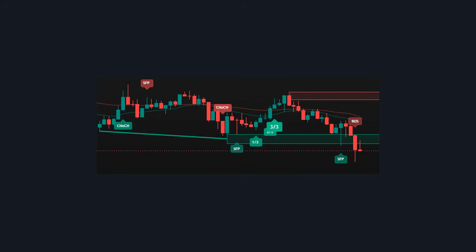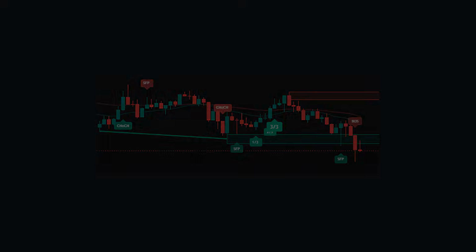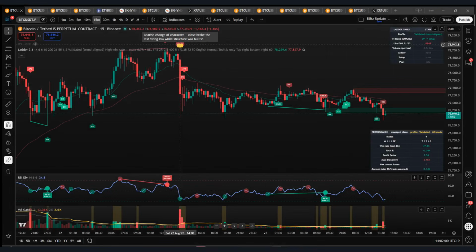Same philosophy for the structure marks. BOS, a close beyond the last confirmed swing. CHOCH, the same break but against the standing structure, the first crack of a possible trend change. SFP, the wick takes out a swing level, the close snaps back, a liquidity sweep. Every one of them carries its explanation in a tooltip now, so the chart doesn't have to.